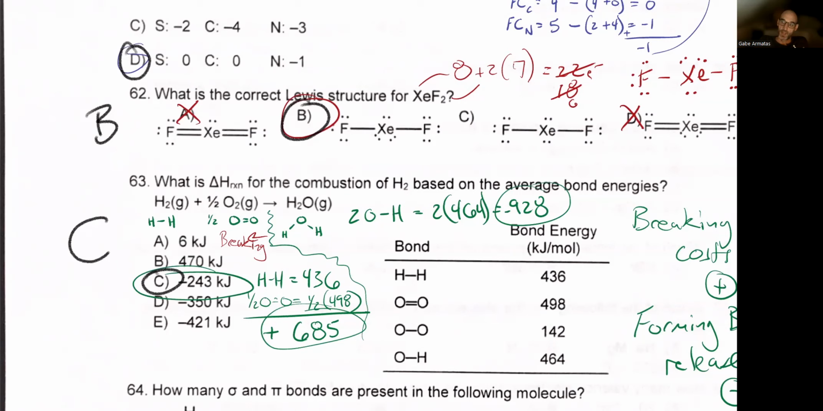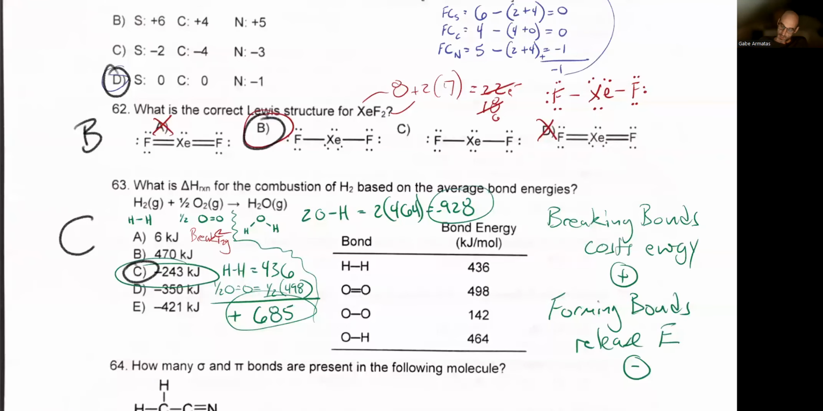Okay, so all of the bonds you form are negative, sorry, and breaking bonds is positive. We break all the reactant bonds, we form all the product bonds, and then we just total it up, essentially.